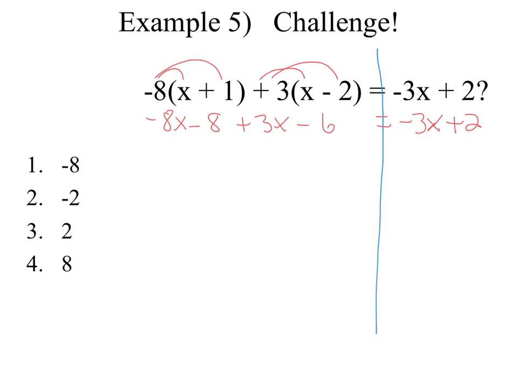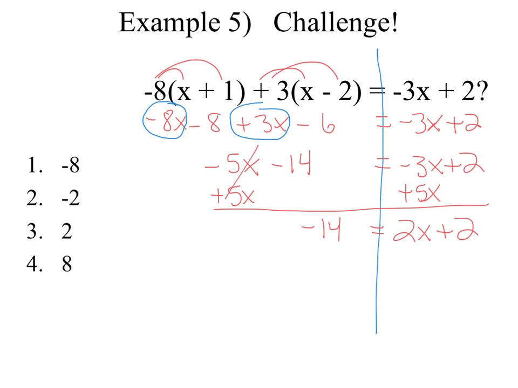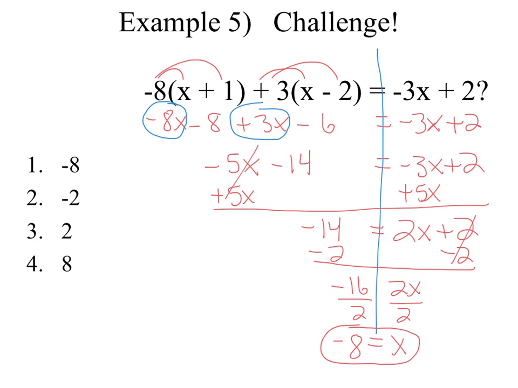Okay, so what you should have had first was when you distribute: negative 8x minus 8 plus 3x minus 6 equals negative 3x plus 2. Step 2 is combine your like terms. Be careful when you combine your like terms, you should have negative 5x minus 14. And now you're ready to move your variables, trying to move the 1 to make a positive value. By adding 5x, you were able to keep a positive 2x, and now you're going to move everything else away from that 2x. You should have come up with option 1, which was negative 8 for your answer. So if you got that, good job.